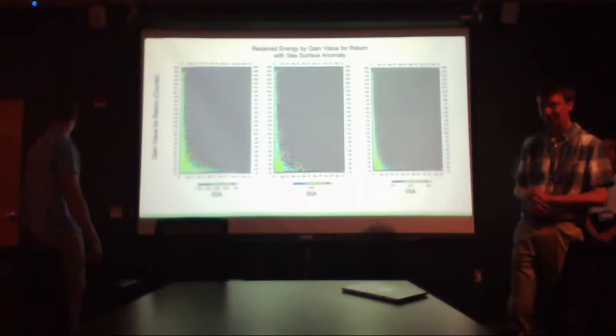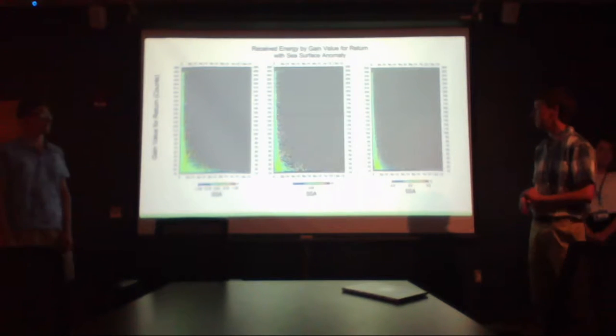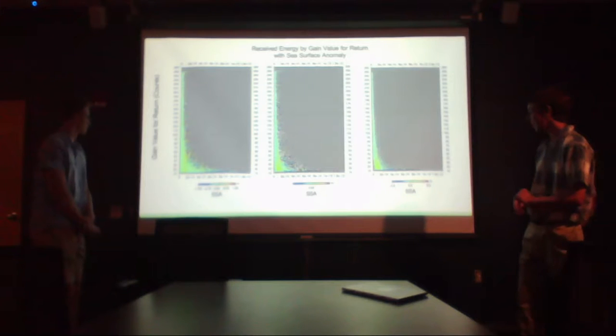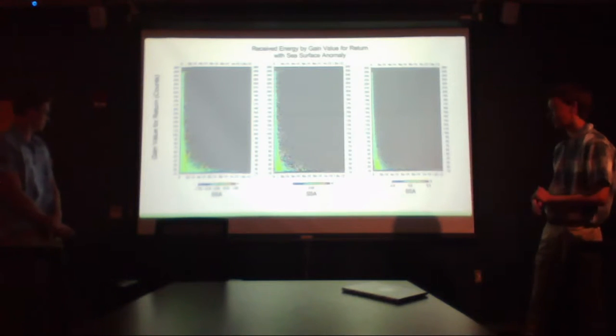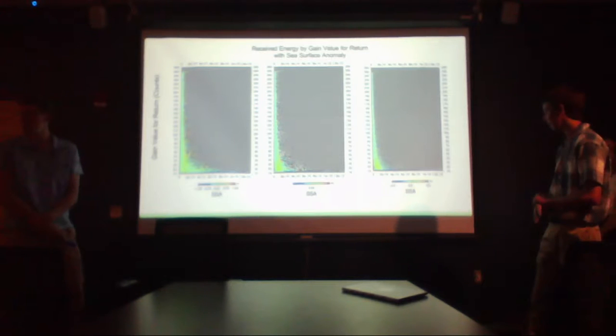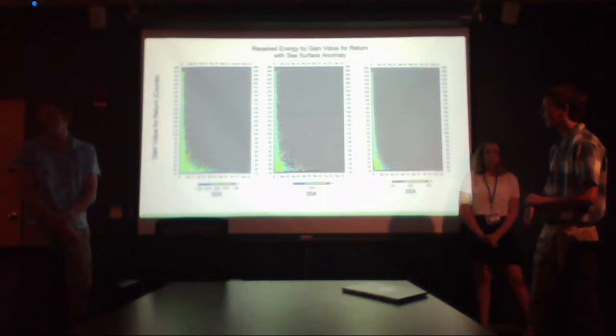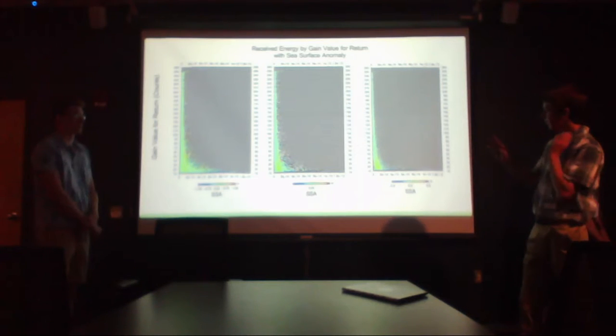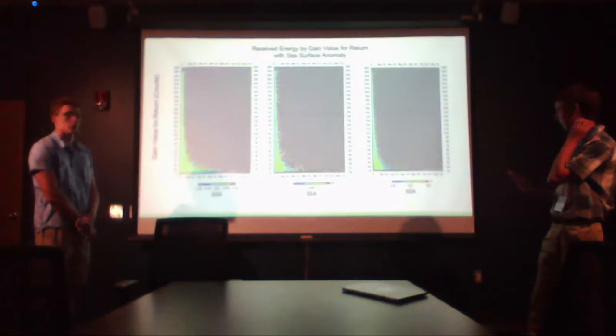Okay, so here we have the received energy by gain value per turn. It's sea surface anomaly. Basically, on the bottom here, we just have the received energy in joules, all very, very small amounts, the negative 14. So basically, we plotted the 2 graphs against each other and did the same thing with sea surface anomaly.